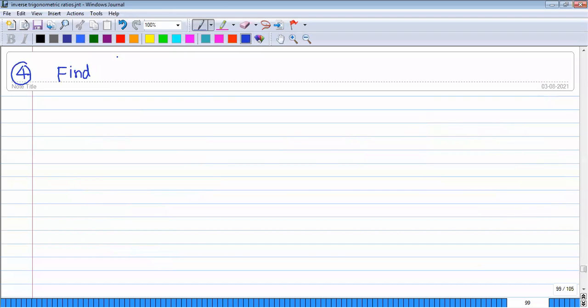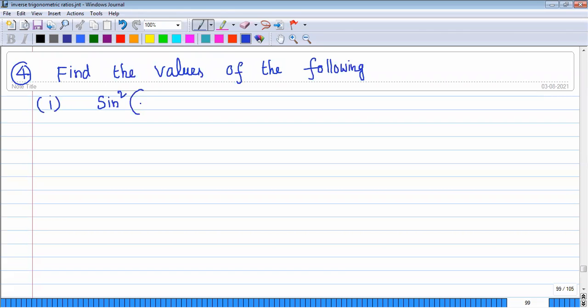Find the value of the following. First question: sine square of tan inverse 3 by 4. Don't get confused. You are asked to find sine of tan inverse 3 by 4, whole square value.